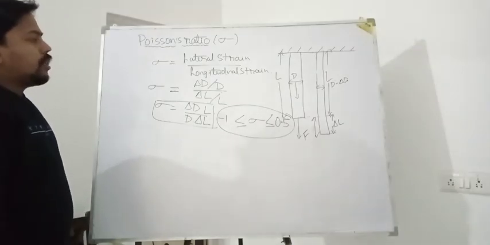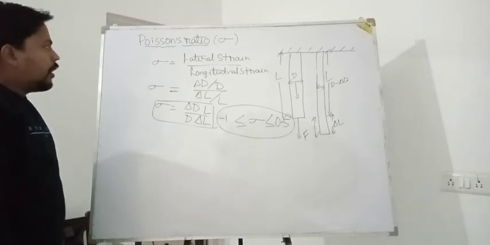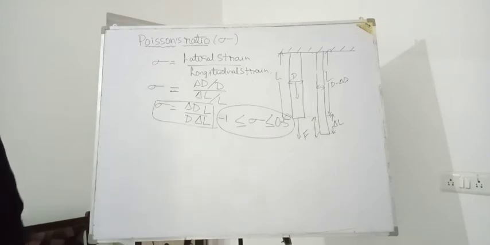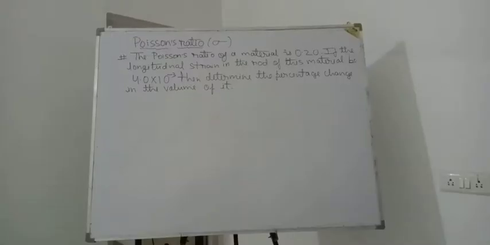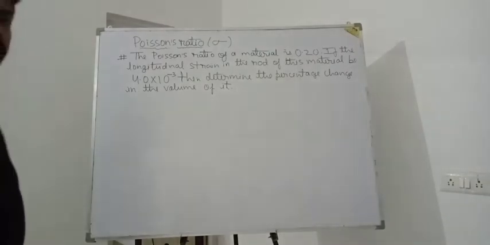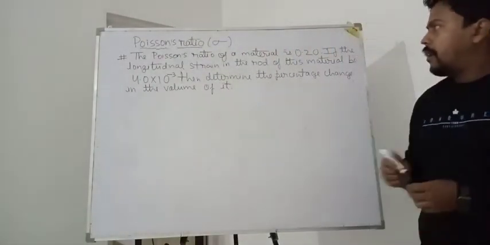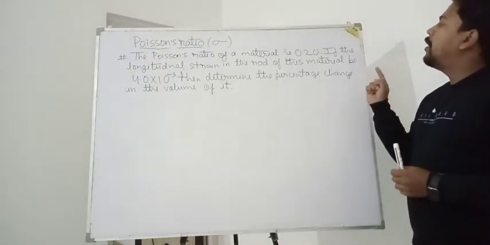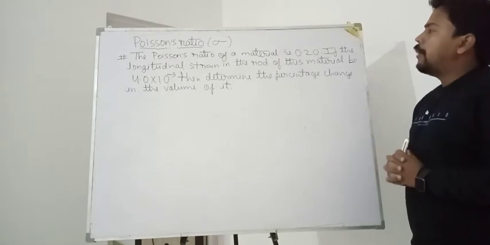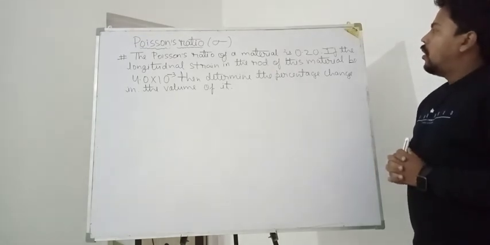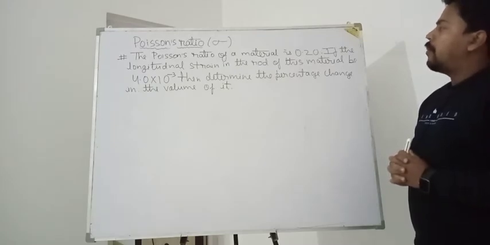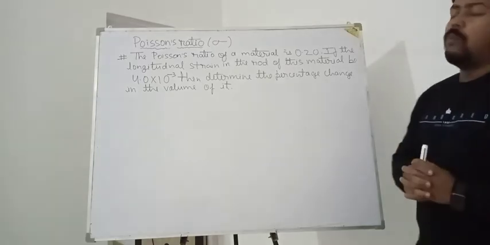So now let's proceed further and let's solve one question on this Poisson's ratio. Students, you can see this question which is written here. It says that the Poisson's ratio of a given material is 0.20. If the longitudinal strain in the rod of this material is 4 into 10 to the power minus 3, then determine the percentage change in the volume of it.